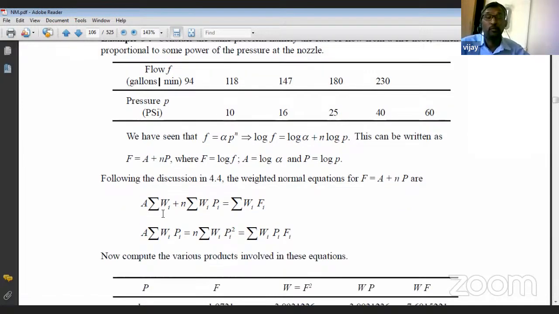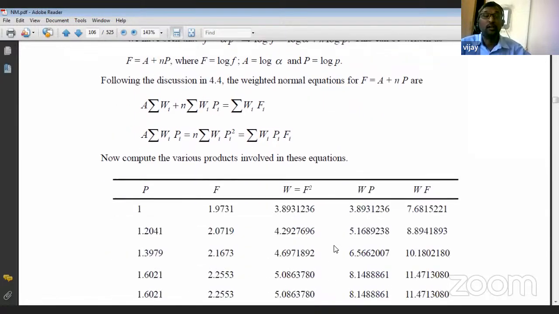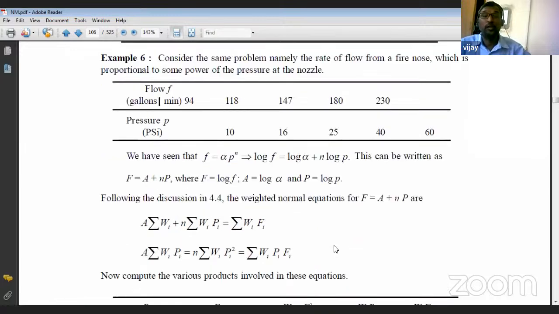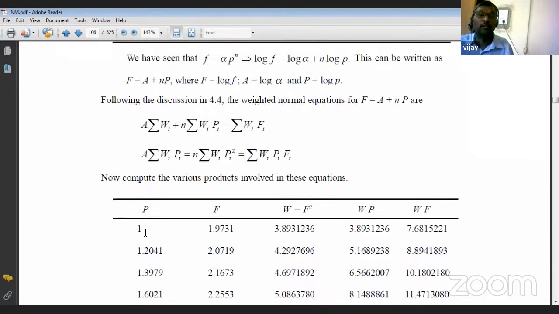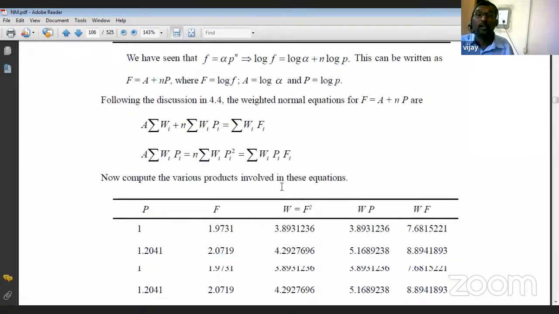A summation of Wi into summation of Wi P equals summation of Wi F, a constant, summation of Wi P and into summation of Wi P square. So what values are written here? What is the P value here? What is log P? The P we are taking here is pressure. The pressure values are log 10, log 25, log 40, log 60.